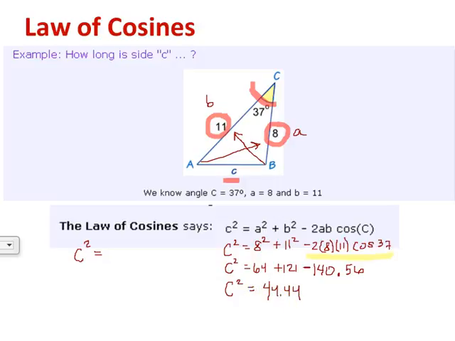Am I done? No, I've got C squared and I want to solve for plain old C, get C alone. So how do I undo a square? I take the square root. Whatever I do to one side, I do to the other. The square root of 44.44 is 6.67. So this side length of this non-right triangle is C equals 6.67.